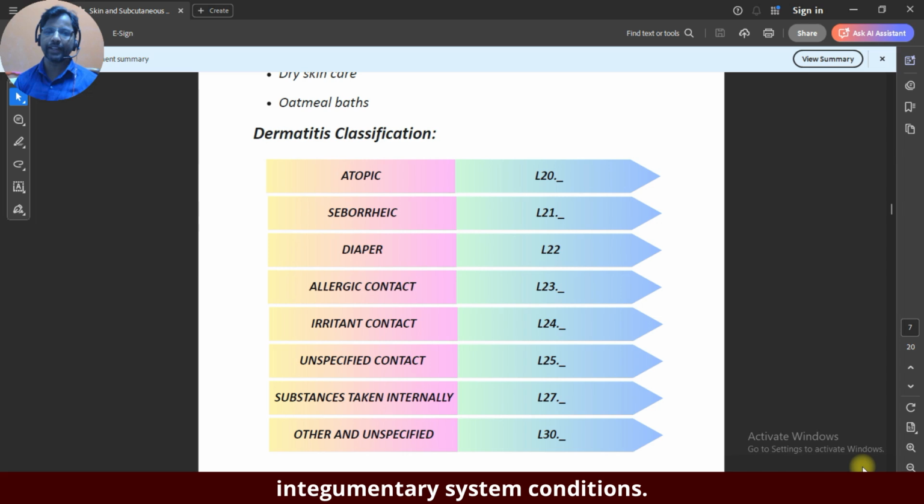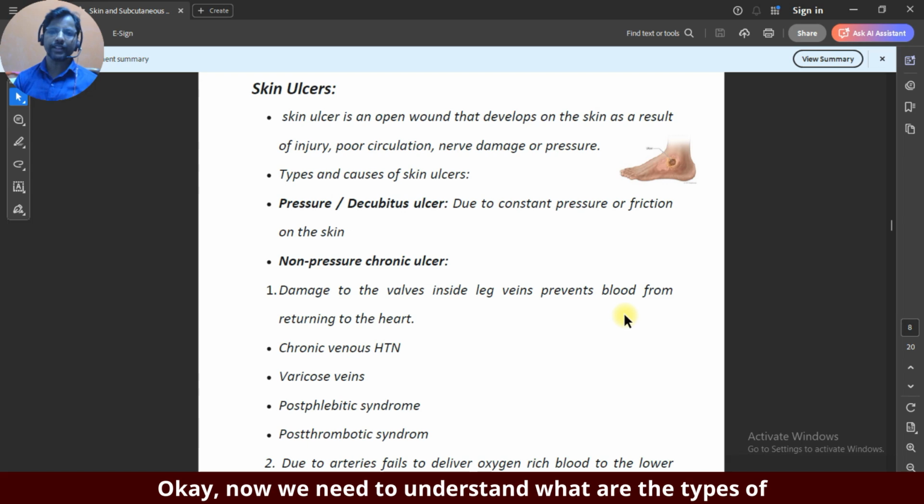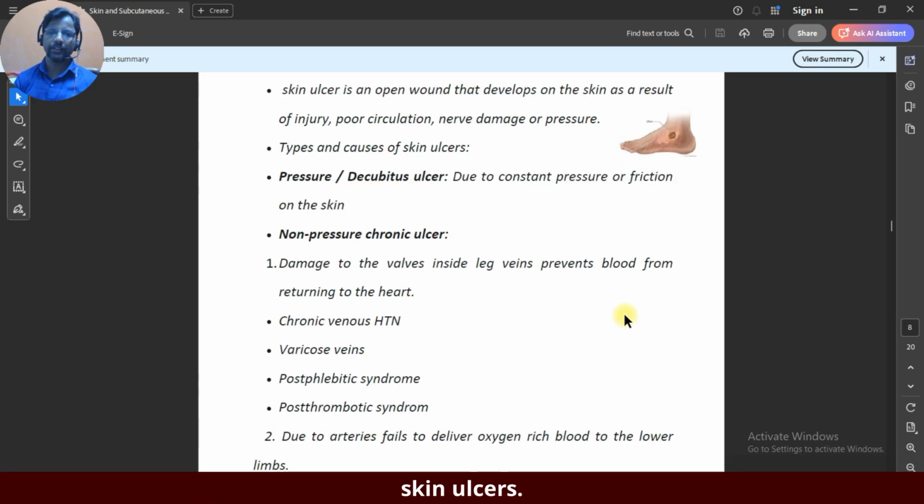or integumentary system conditions. Next one is skin ulcers. So what is a skin ulcer? A skin ulcer is an open wound that develops on the skin as a result of injury, poor circulation, nerve damage or pressure. Here is the skin ulcer. Most of the time skin ulcers are due to injuries. Basically a skin ulcer is an open wound. This is not an inflammation, this is an open wound. Now we need to understand what the types of skin ulcers are.